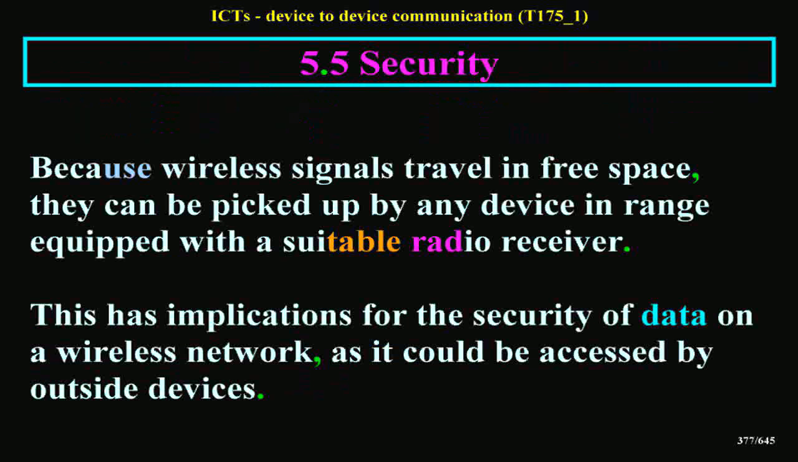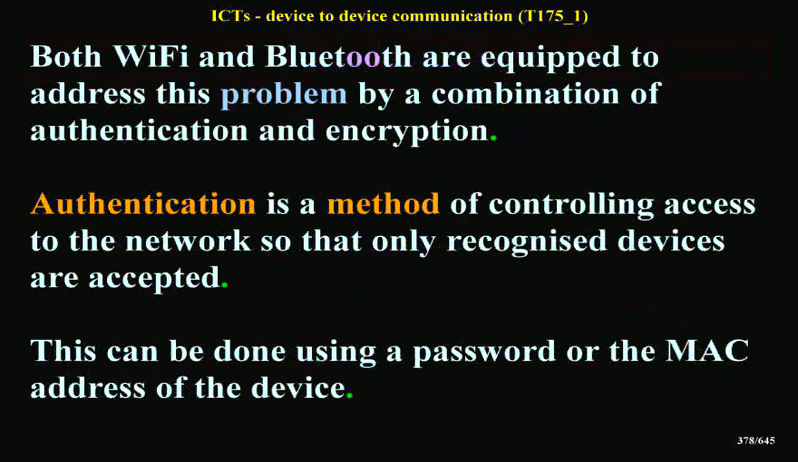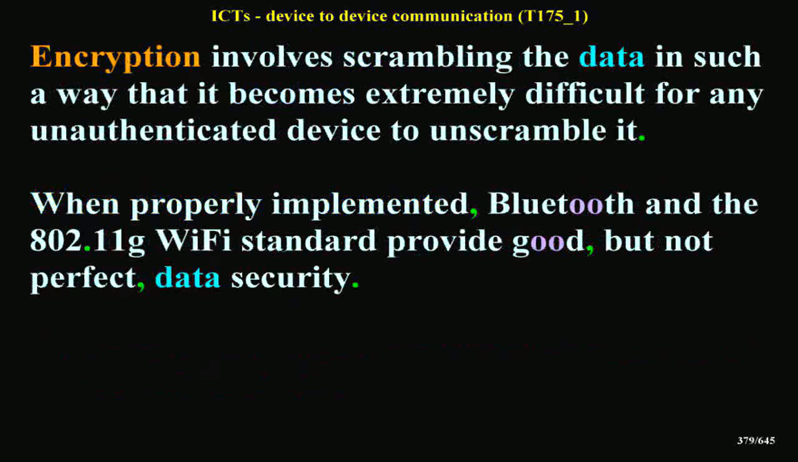This has implications for the security of data on a wireless network, as it could be accessed by outside devices. Both Wi-Fi and Bluetooth are equipped to address this problem by a combination of authentication and encryption. Authentication is a method of controlling access to the network so that only recognized devices are accepted. This can be done using a password or the MAC address of the device.